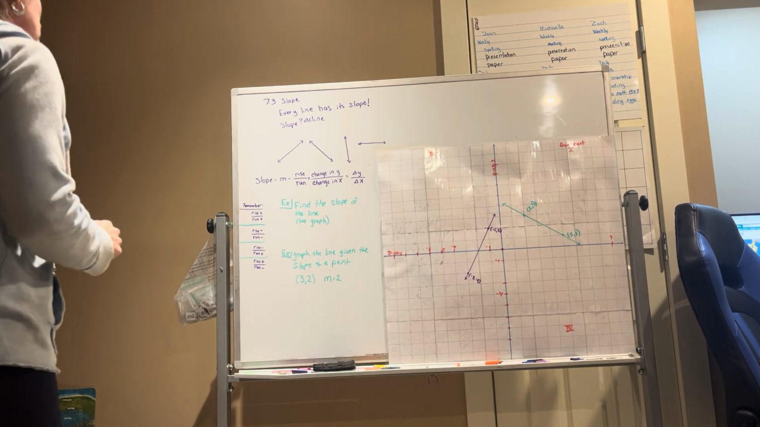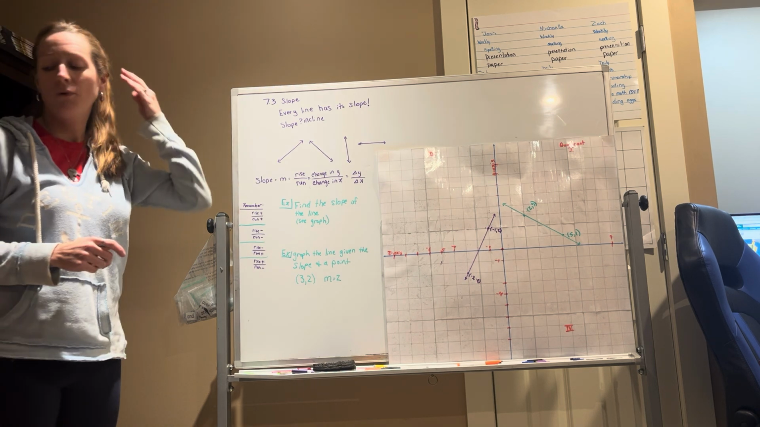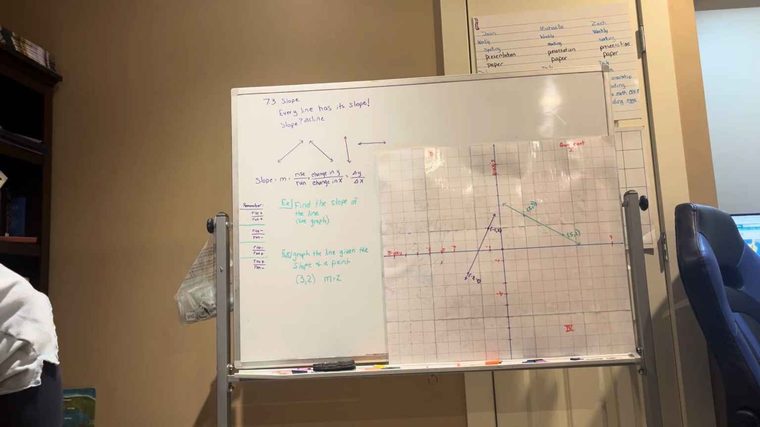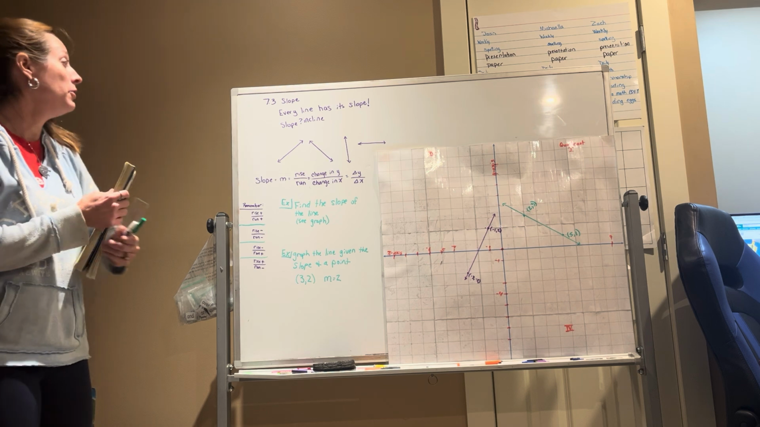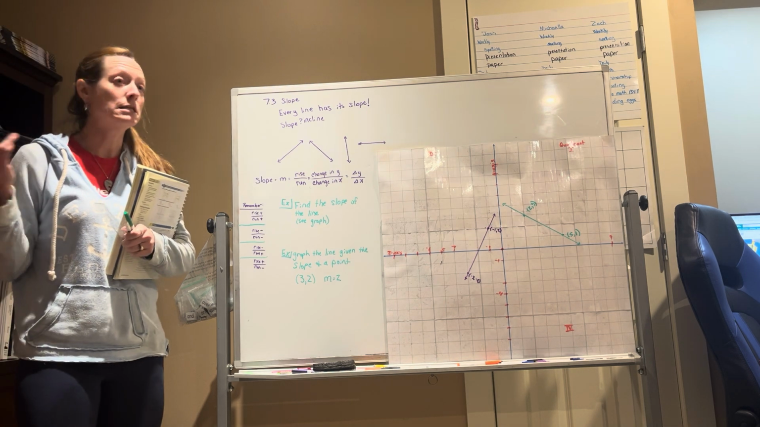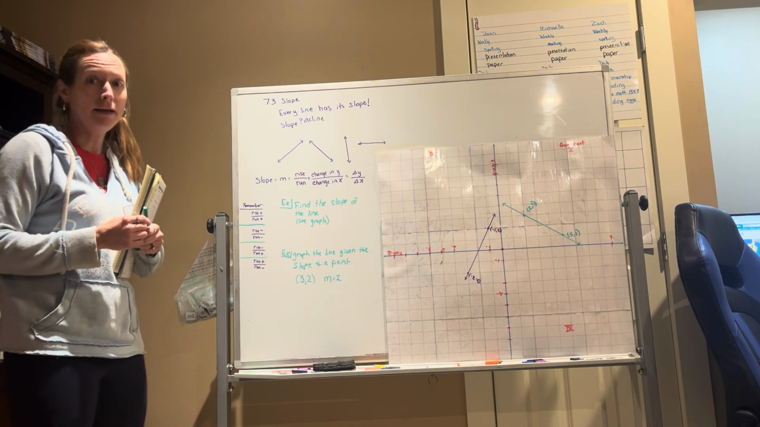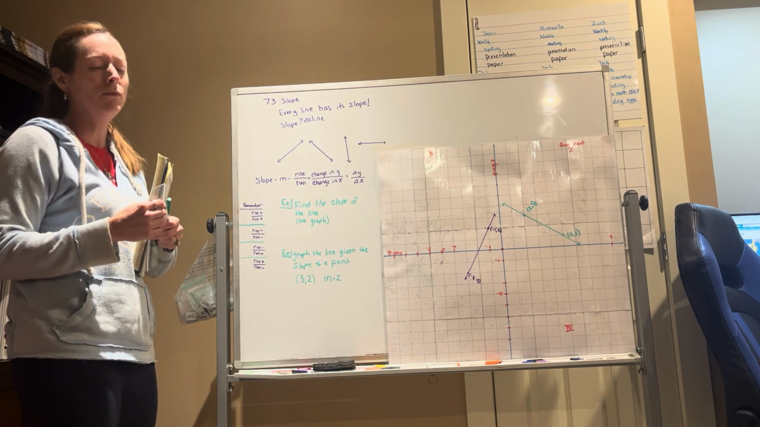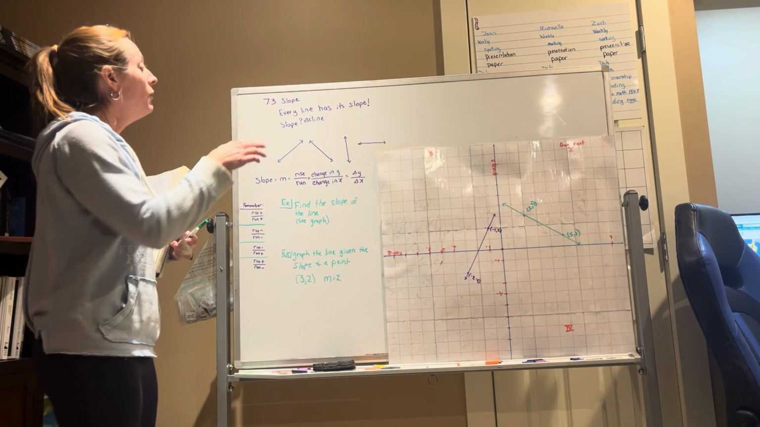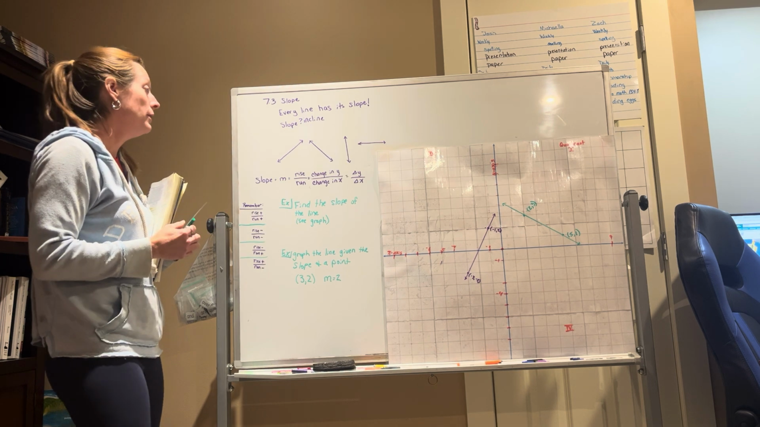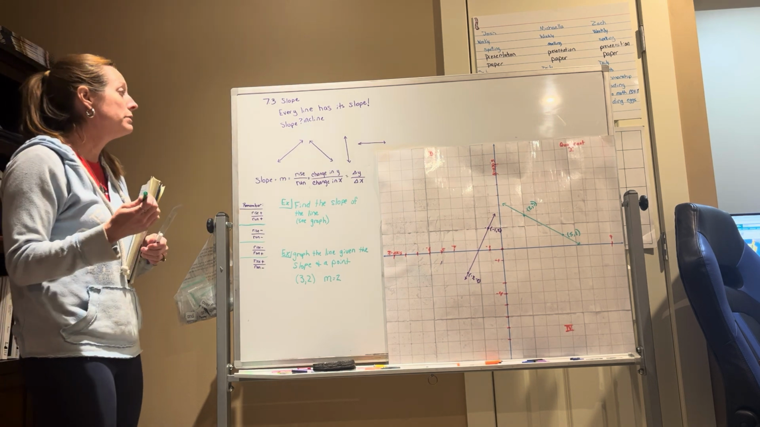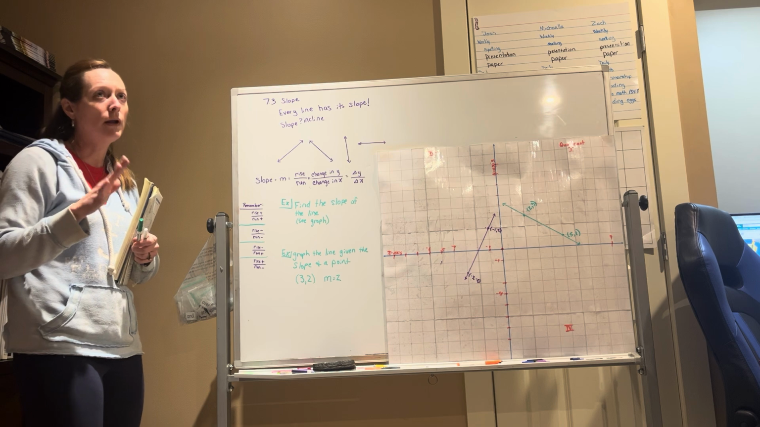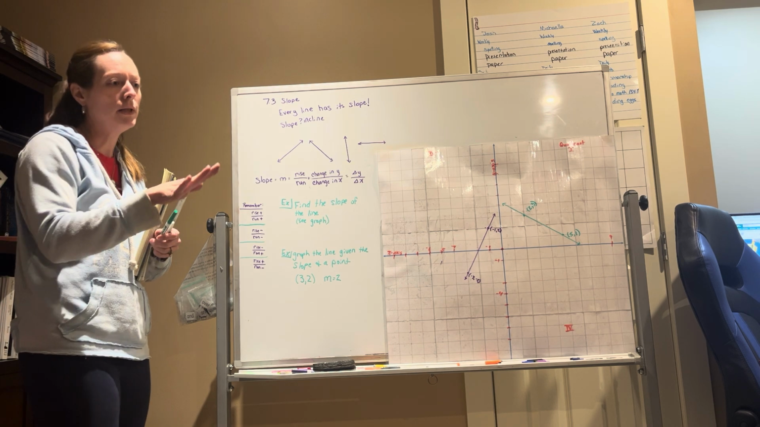This is lesson 7.3, slope. And the thing you need to know about slope is that every line has a slope. Sounds a little bit like that song by Poison, every rose has its thorn. Well, every line has its slope. And so when you think of slope, you can kind of think of the incline of a plane.